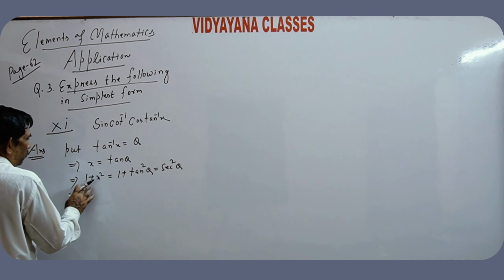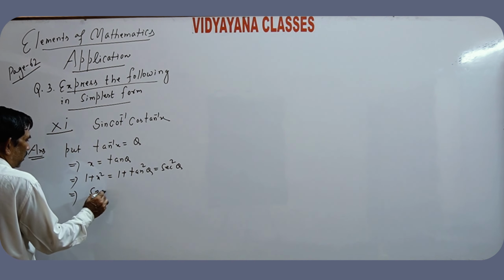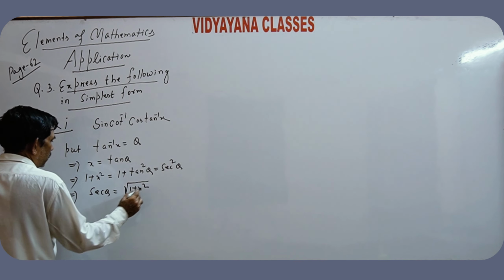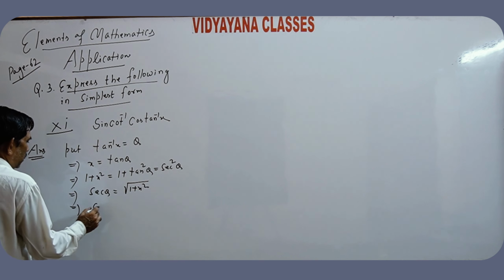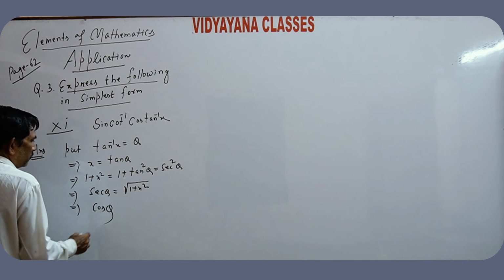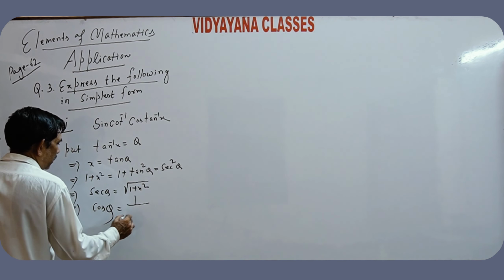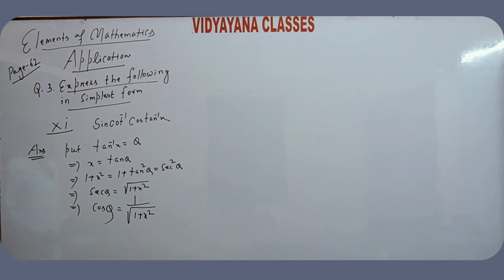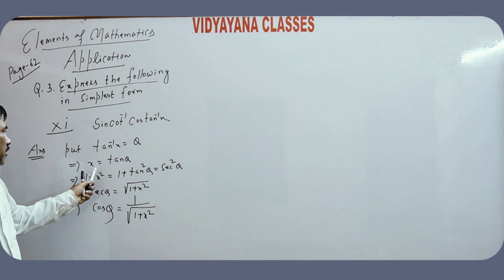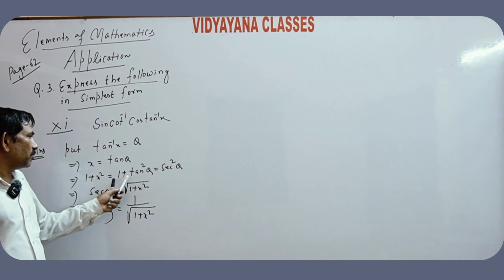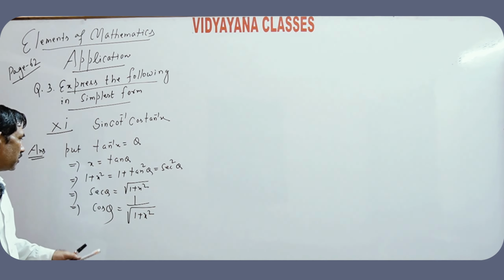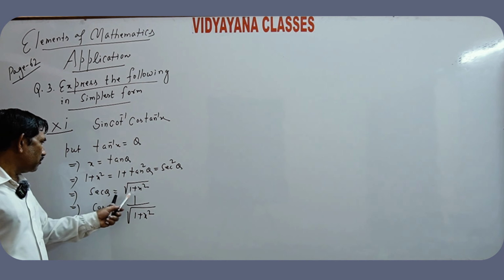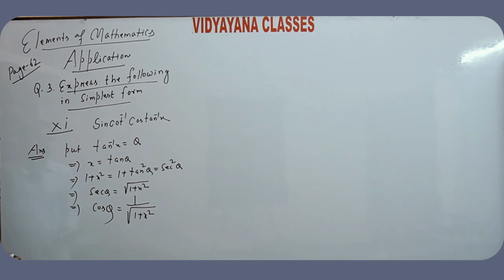Sec square theta is equal to 1 plus x square. Sec theta is equal to square root of 1 plus x square. Cos theta is equal to 1 divided by root of 1 plus x square. Tan inverse x is taken as theta, x equals tan theta, and 1 plus x square is 1 plus tan square theta, which is the same as sec square theta. Sec theta is equal to square root of 1 plus x square, cos theta is equal to 1 divided by this.